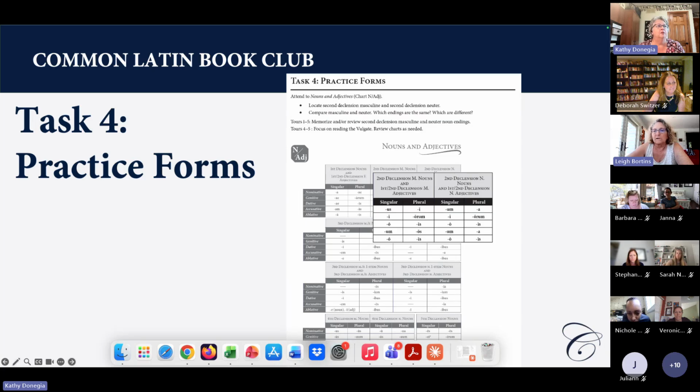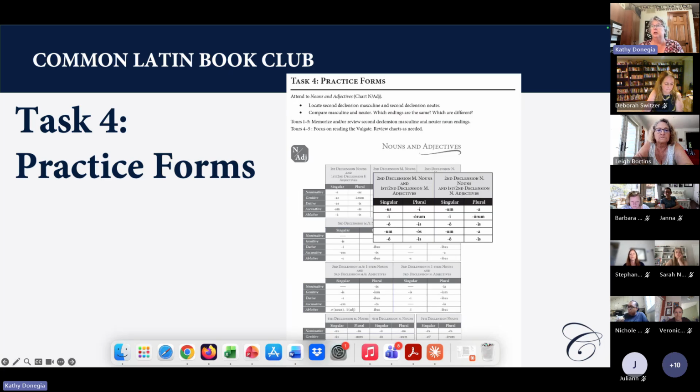No, I really like how this slide looks. And this is right out of a page from the curriculum, correct? Yes, this is out of a page from the curriculum. And you can see this is the first portion of task 4, which is attend to the chart. That's the first thing we always do, is we attend and then locate.